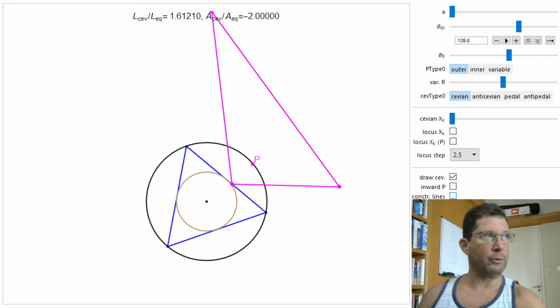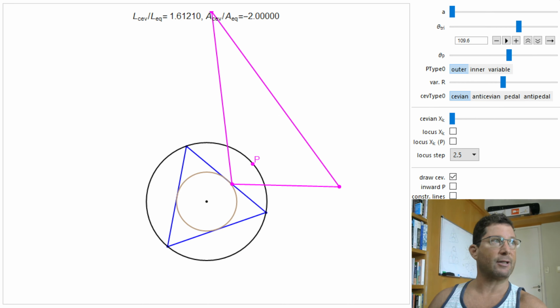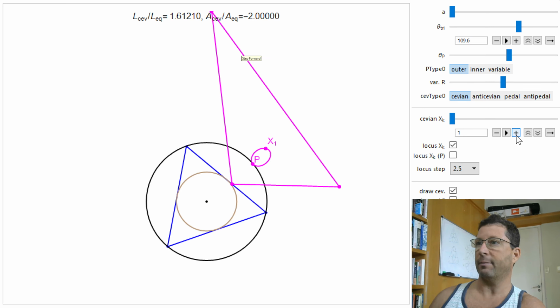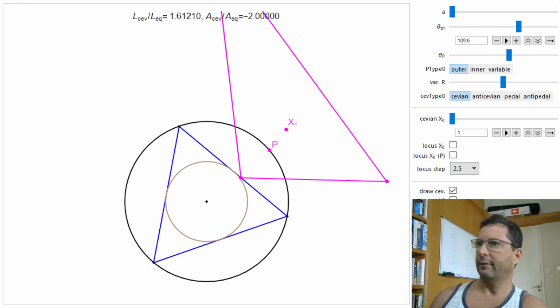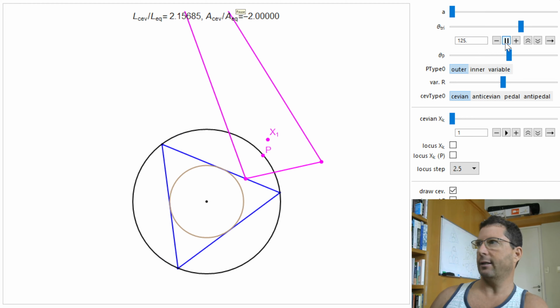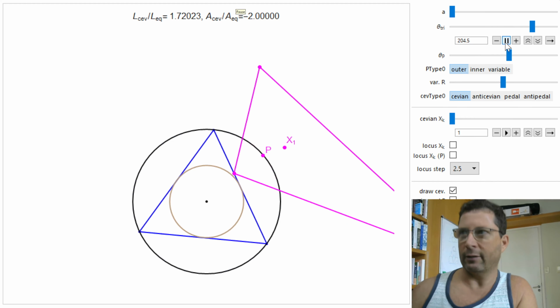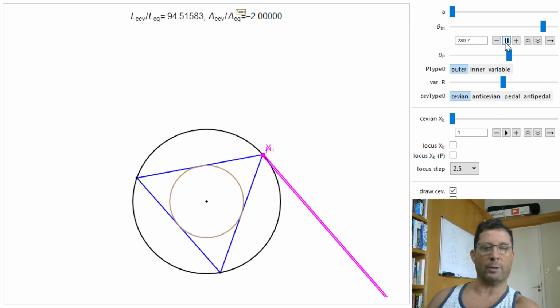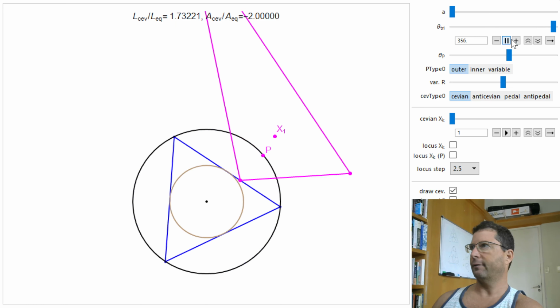And what we want to do in this video is actually analyze the loci of triangle centers of my cevian family. So for example, before I show the locus, here's the incenter of my cevian with respect to P. And as I gyrate my family, I can quickly notice that x1 is going to be tracing out a curve.